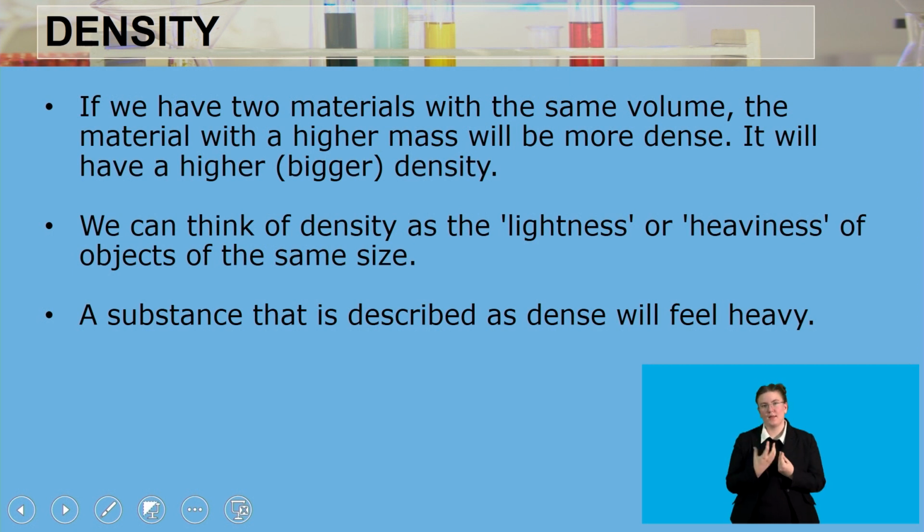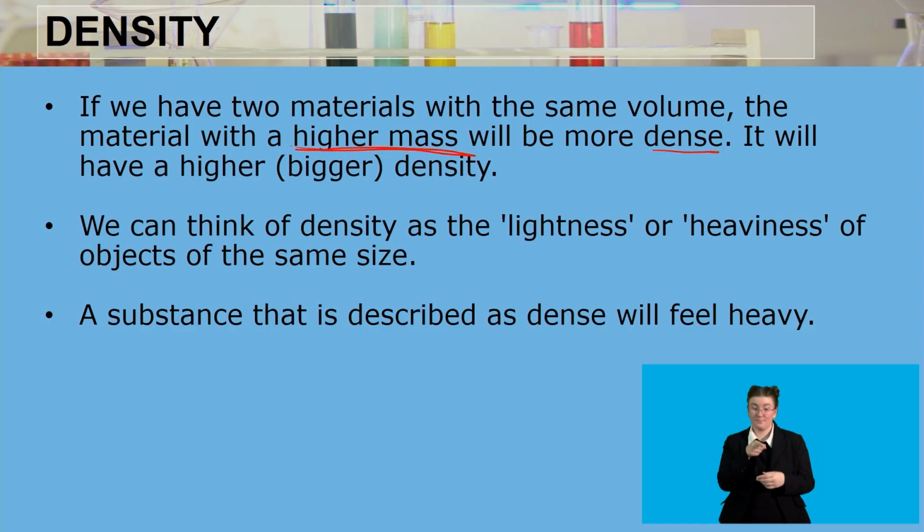If we have 2 materials with the same volume, the material with a higher mass, very important to note, will be more dense. It will have a higher or bigger density. So the material that has more mass is going to be more dense, that is to say it will have a bigger density than the other one that has less mass. We can think of density as the lightness or heaviness of an object of the same size. So when we have 2 objects of the same size, the heavier one is said to have more density than the other one.